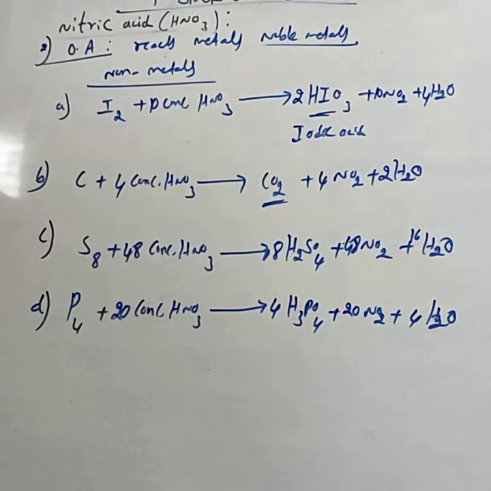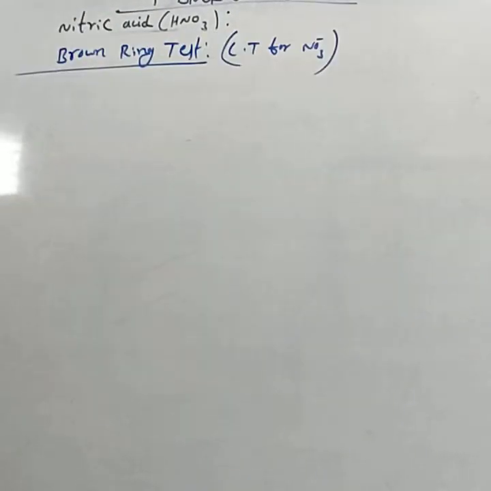Then consider the brown ring test. This brown ring test is the confirmatory test for the nitrate ion. Already in qualitative analysis, we used this brown ring test for the nitrate ion. In that test, to the freshly prepared salt solution, add freshly prepared ferrous sulfate solution and 2 to 3 drops of concentrated H2SO4 slowly along the sides of the test tube. Then we get the brown ring.